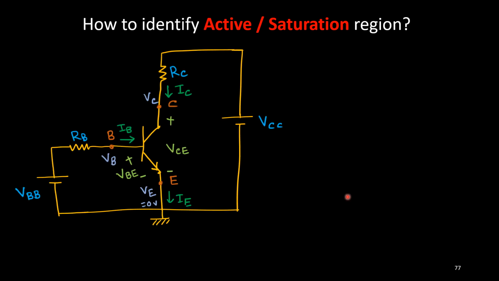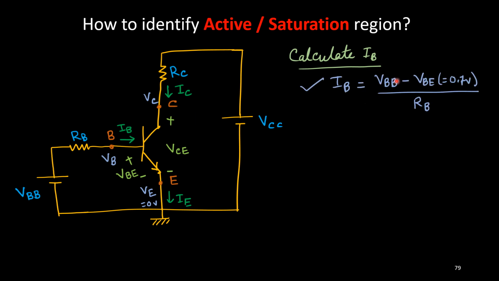Now how to identify the active and saturation region from that circuit? I've said that the same circuit is used for active and saturation region. Now, how quickly can we identify them? What is the procedure? As I've said, the base and emitter side is independent of the other part of this figure. Thus, I can first calculate the IB current. So IB equals VBB minus VBE upon RB.